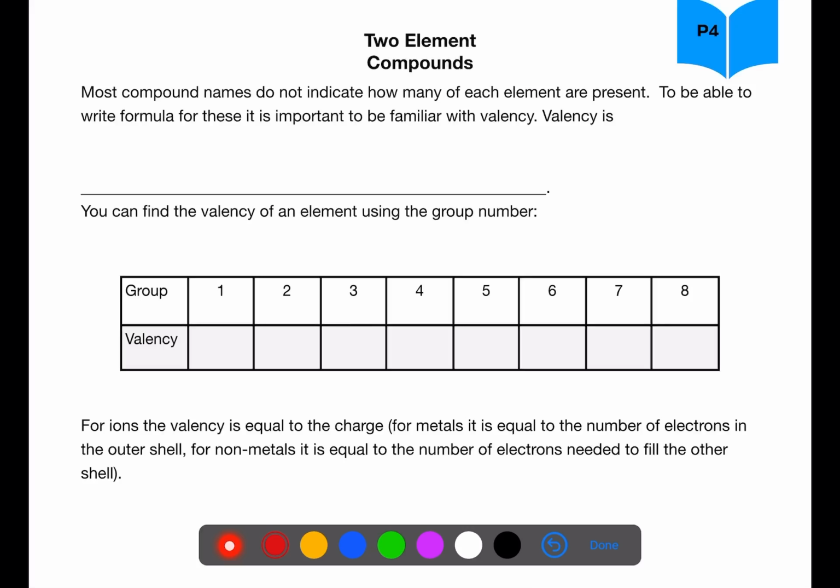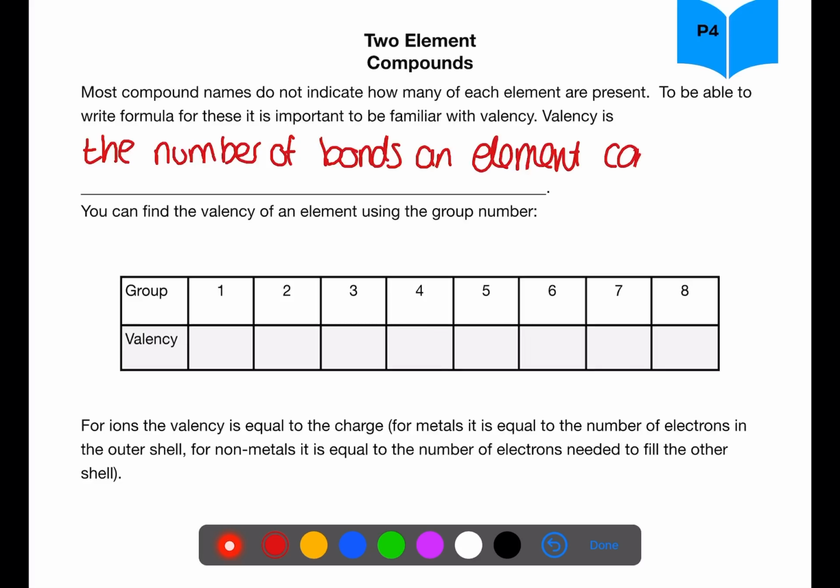Let's look at writing formulae for 2-element compounds. Most compound names don't indicate how many of each element are present, so to be able to write the formula we need to use what's called valency. Valency is the number of bonds that an element can form.